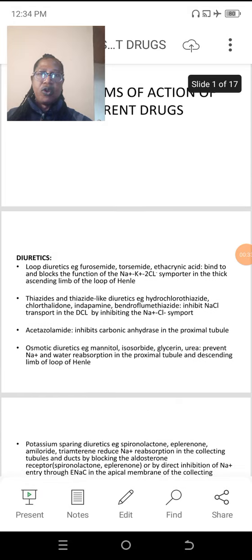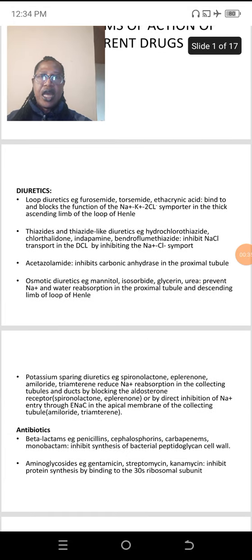So the first one we look at are the diuretics. And we know that diuretics, we have the loop diuretics, the thiazides, the osmotic diuretics, and the potassium-sparing diuretics. So for the loop diuretics, examples are furosemide, torsemide, ethacrynic acid. And these drugs act by binding to and blocking the function of the Na+/K+/2Cl- importer in the thick ascending limb of the loop of Henle.